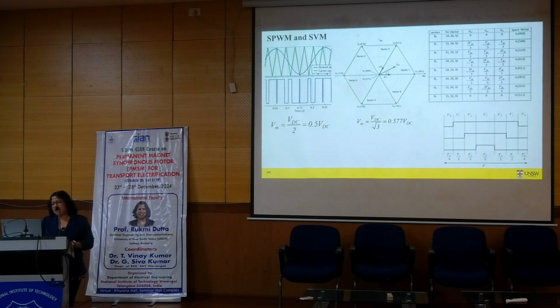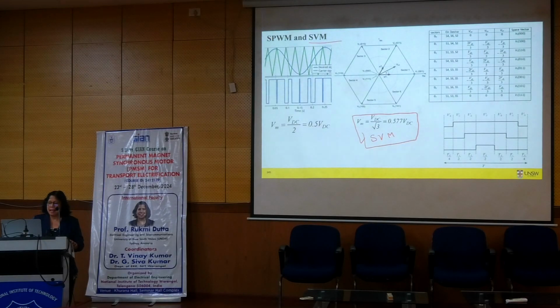Mostly in traction drive, space vector modulation is used, not sinusoidal PWM, because you can utilize more of the DC bus. In an SVM, you can utilize up to 57.7% of the DC bus compared to 50% of the DC bus in a sinusoidal PWM. Because of that, SVM is preferred for high performing drive applications such as traction.